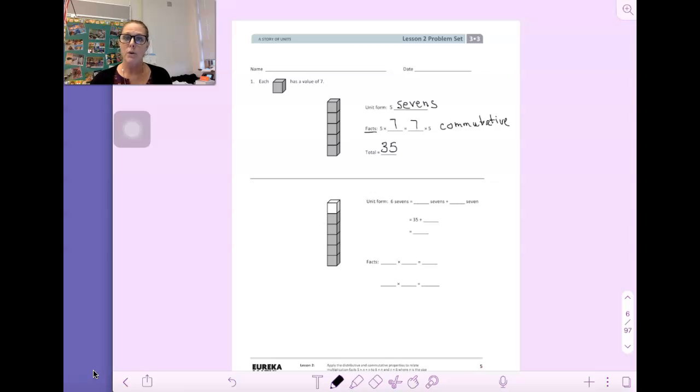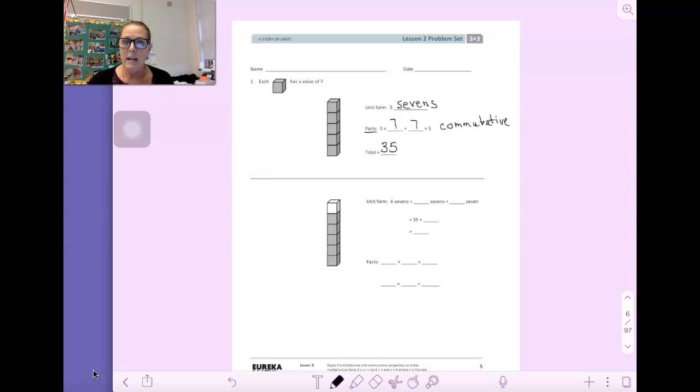And we can get our total. We can look back at the chart that we made in lesson 1 and find the answer. We can count 7 fives: 5, 10, 15, 20, 25, 30, 35. Or we can start to memorize that 5 times 7 is 35.